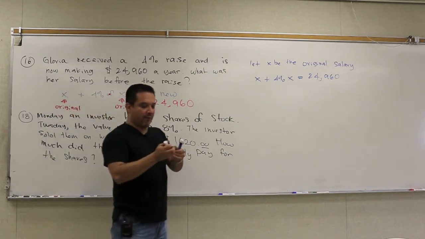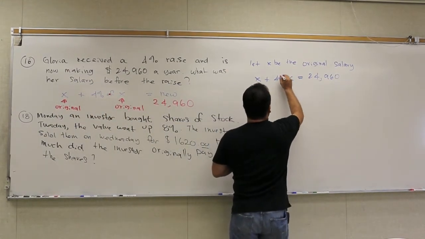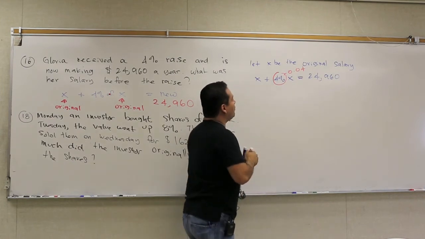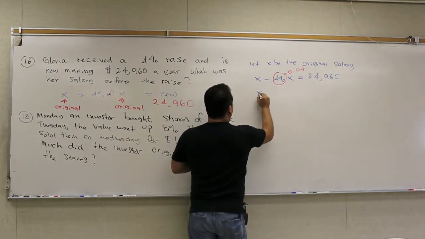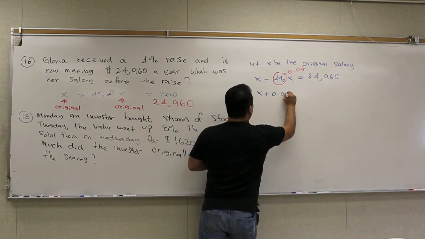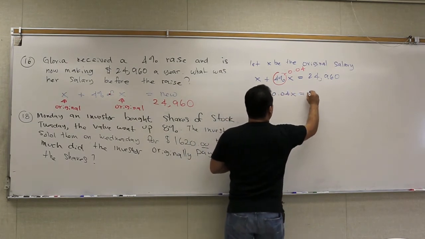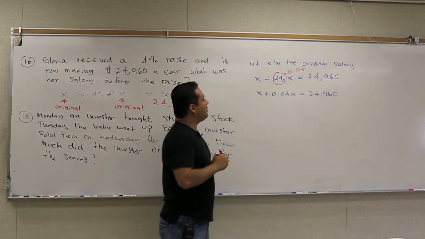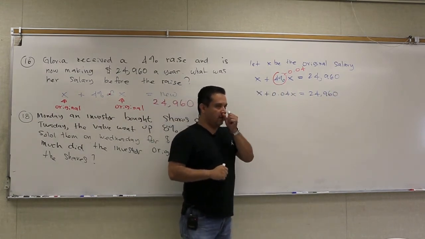4%, you guys remember, how do you represent 4% then? That's right, you've got to convert that to a decimal, and you're on your way. X plus 0.04x is $24,960. Now you guys remember, you're combining like terms, right?